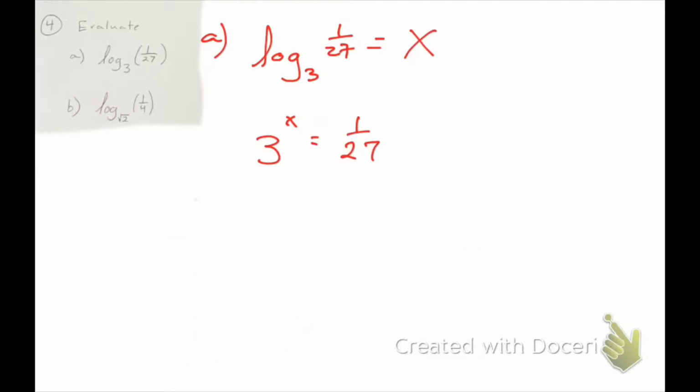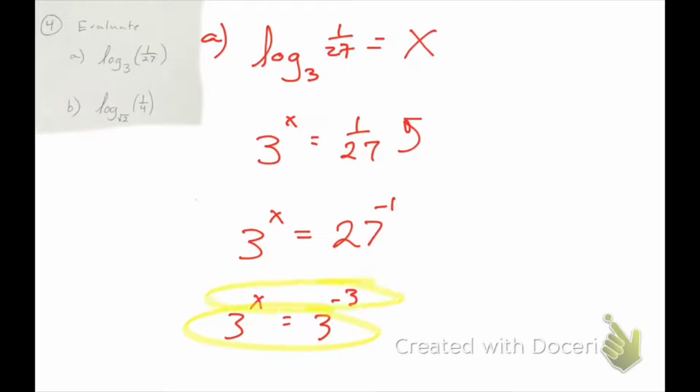Another way we could do this is try and get the same base. So I'd have to move the 27 up to the top, so that'll give me 27 to the negative 1, and then 3 to the x is equal to, I know that 3 cubed is 27, so I get 3 to the negative 3. Since my bases are the same, that means my exponents also have to be the same, so x is equal to negative 3. So that's how you could solve that one, both just using mental math and computing everything.